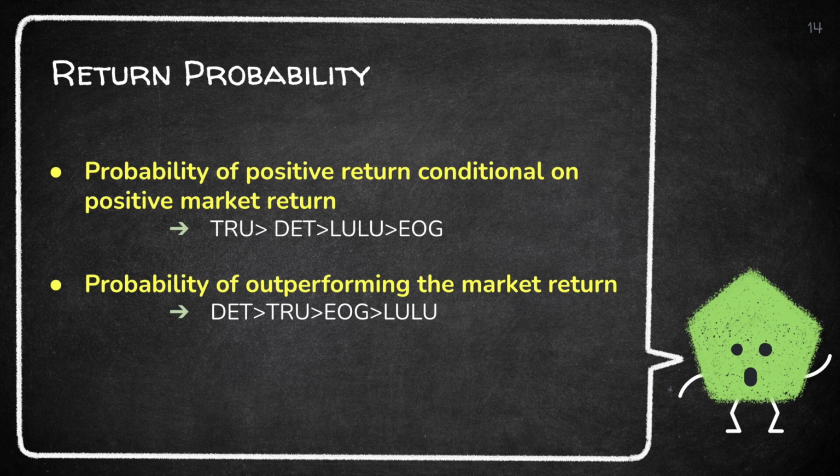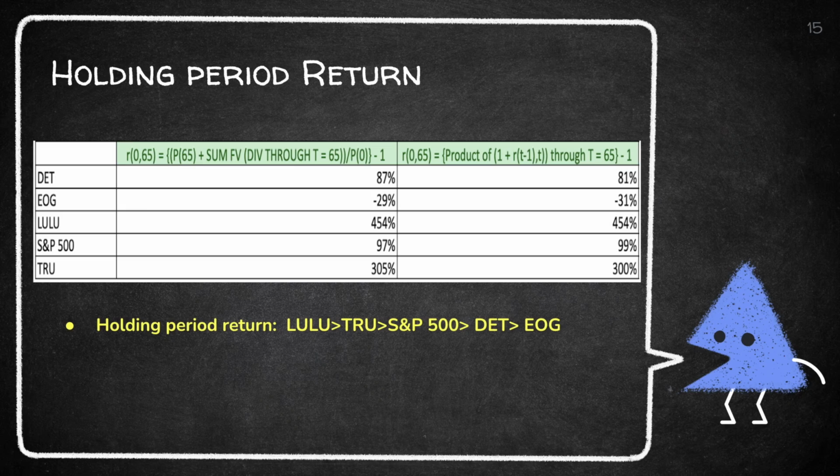Even though TRU has the most time to acquire a positive return when market return is positive, DET has the biggest frequency to outperforming the market return. And Lulu obtained the largest holding period return, around 454%. However, the monthly frequencies of outperforming the market is the lowest. Therefore, it might be inferred that Lulu has a period of repeat increase, but the increase is not over a long period of time.